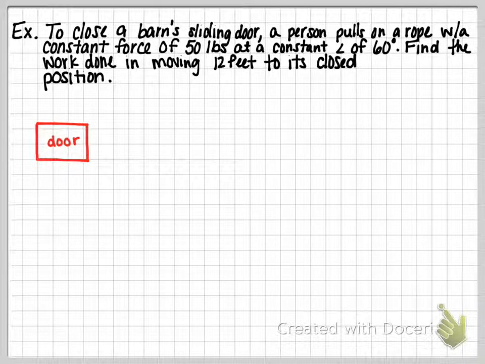Now, this barn door is going to slide along this guy up at the top, going in this direction, right? We want to slide it over and move it 12 feet. And then there's this rope that's going to be pulling down a little bit because you're not tall enough to stand at the top of the door. So this is 60 degrees right here, and you are pulling with a force of 50 pounds.